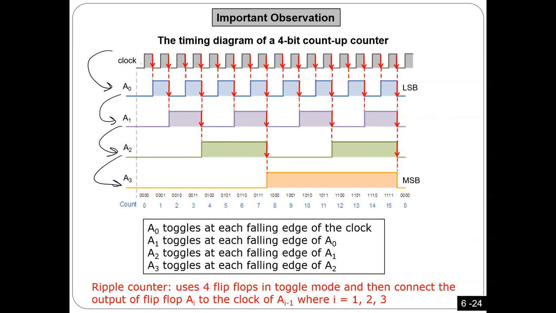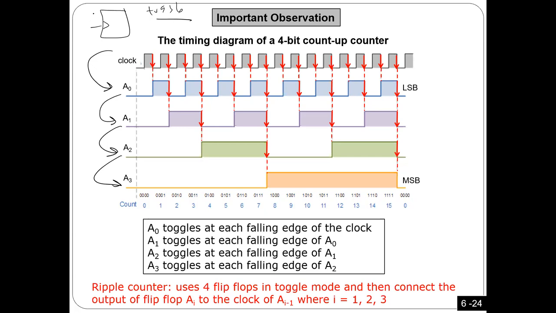Okay, and if you look, this one has to toggle at every falling edge from this one. This one has to toggle at every falling edge from this one. Same thing, this one is going to toggle at every falling edge from this one. So all I'm going to do is make the flip-flop work in toggle mode. So what do I mean by toggle mode? That means it's just toggling all the time. How can you do that? Very simple. Every time there is a clock, it's going to toggle.